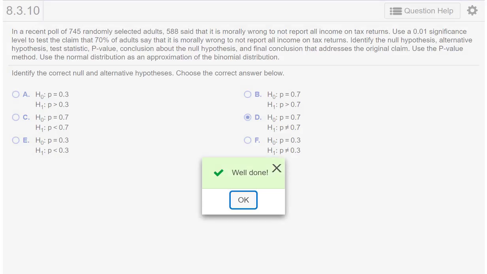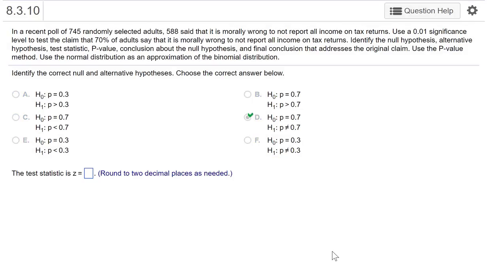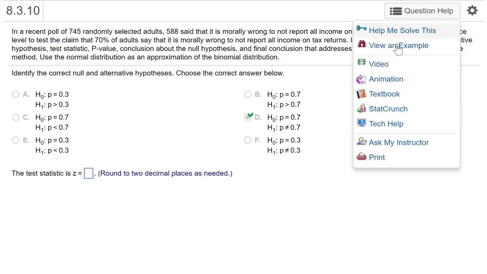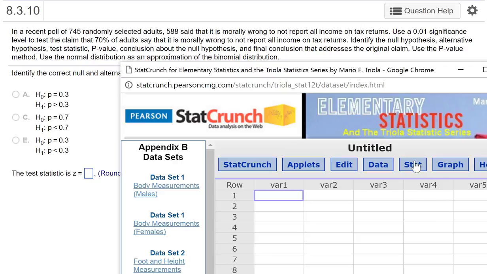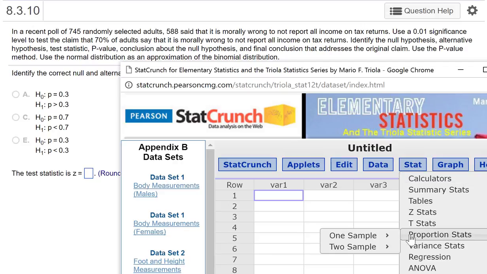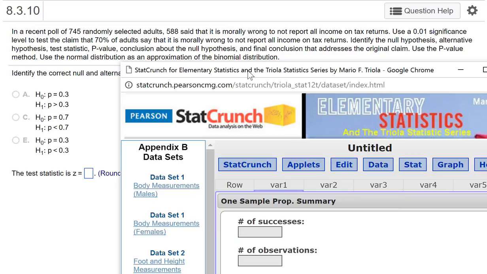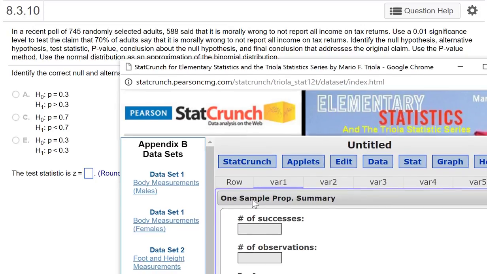And let's check our answer. Nice. Okay, let's go ahead and give the test statistic, and I'm going to go to StatCrunch, pressing question help and selecting StatCrunch. I'm going to go to Stat. This is a proportion, and we have one sample, and we have summary. Number of successes: it says 588 said, so 588 is the number of successes out of a total of 745.